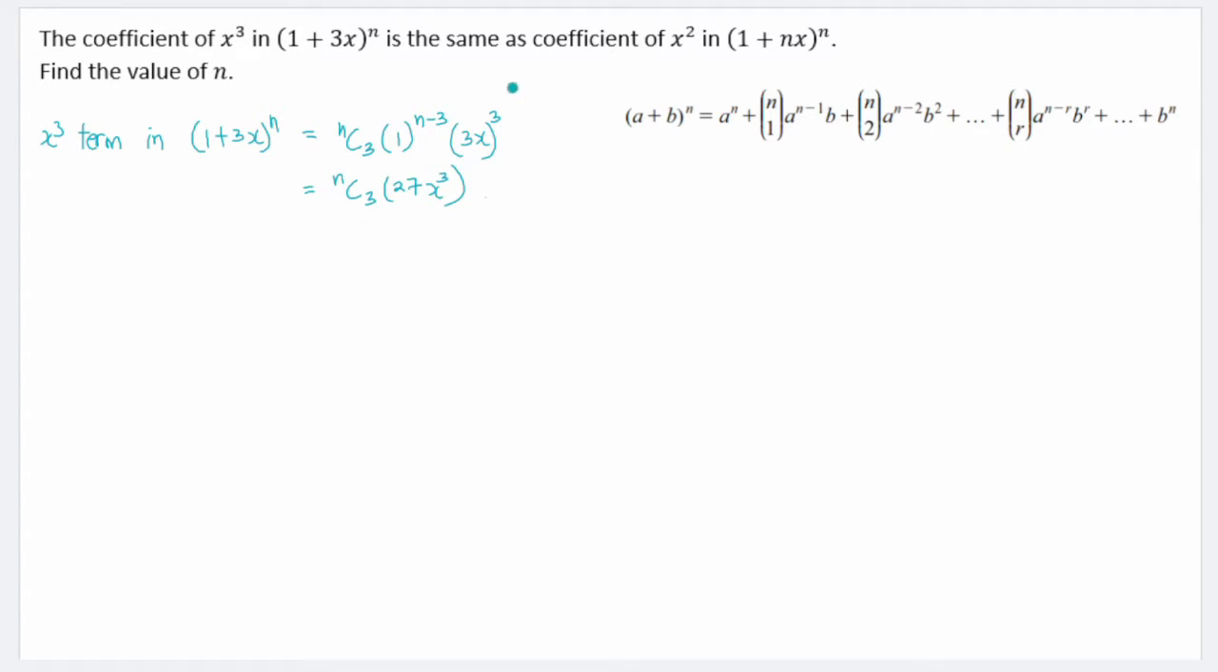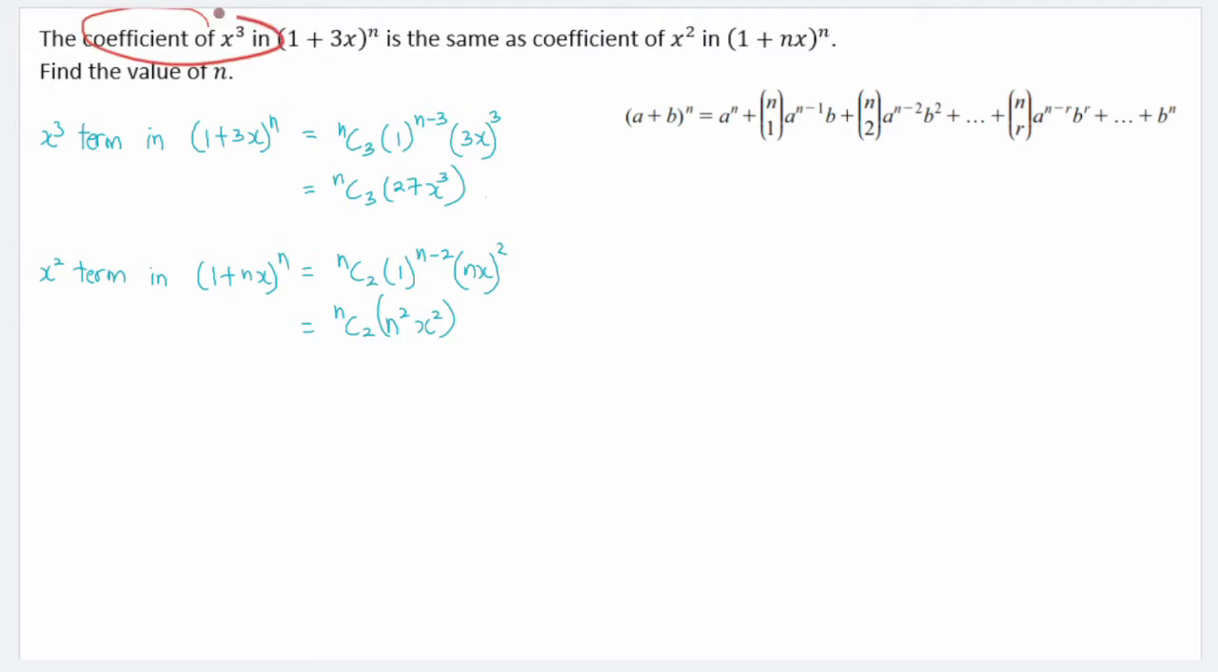Now we repeat the same thing for the x squared term, which will give us nC2 times 1^(n-2) times (nx)^2. Now in both cases, you can see that our 1, since 1 to the power of anything will still be 1, will easily allow us to eliminate the term with an unknown power. Hence, this will give us nC2 multiplied by n squared x squared.